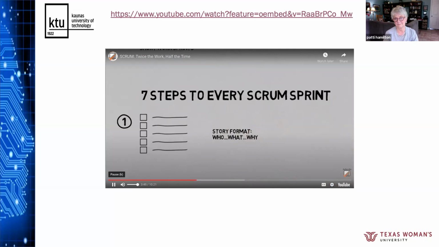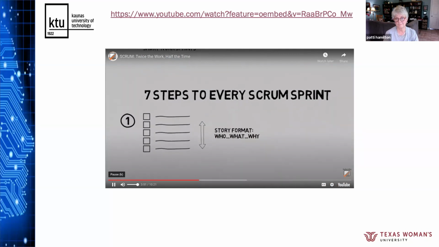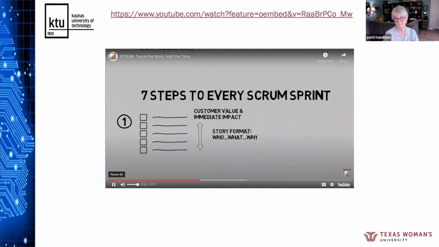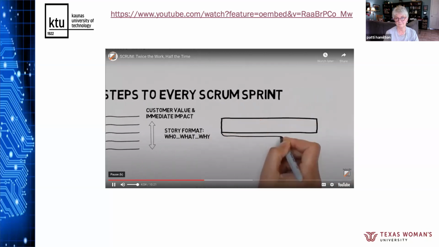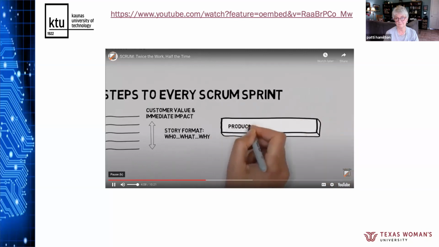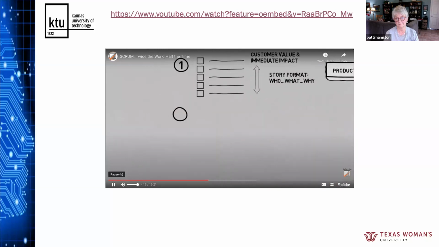This makes the task easier to read, and you can hand a task off to anyone, and they can start off without a lot of explanation. During this first step, you also prioritize the backlog, and you do it in terms of the customer value and the immediate impact that each task will have upon completion. If it's going to generate revenue right away, then that item should be near the top. This first step is done by the product owner, who is the visionary for the project's outcome.